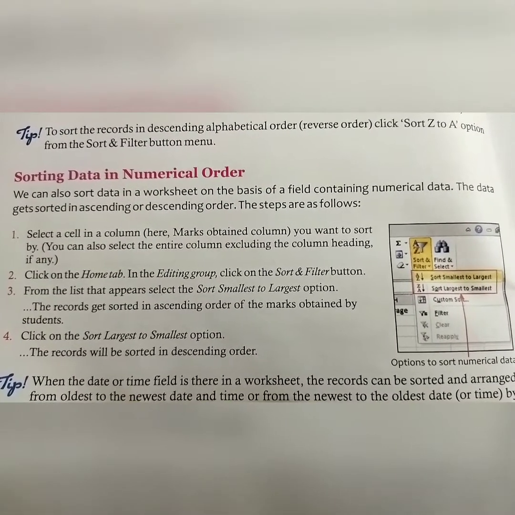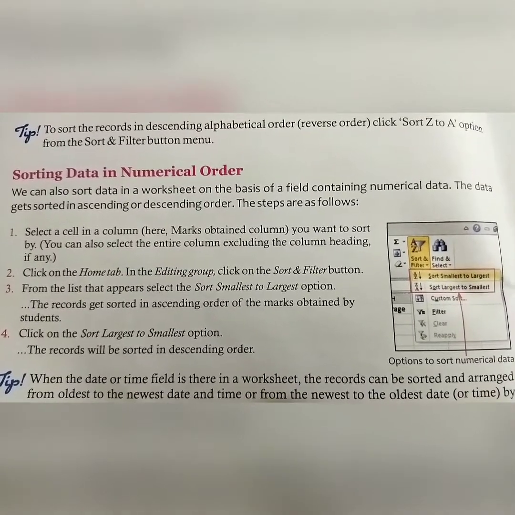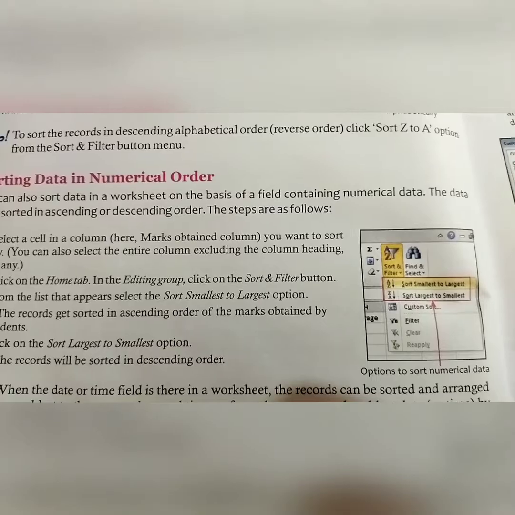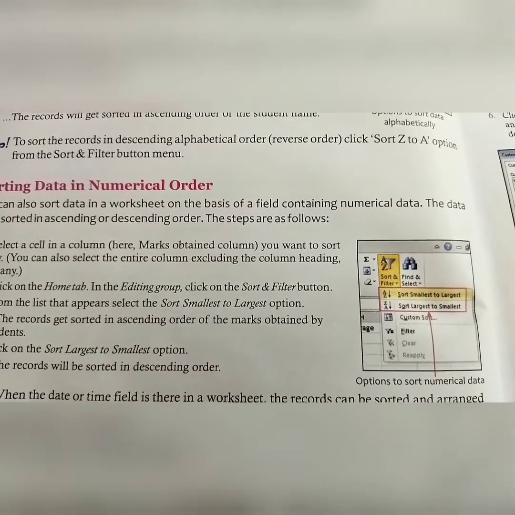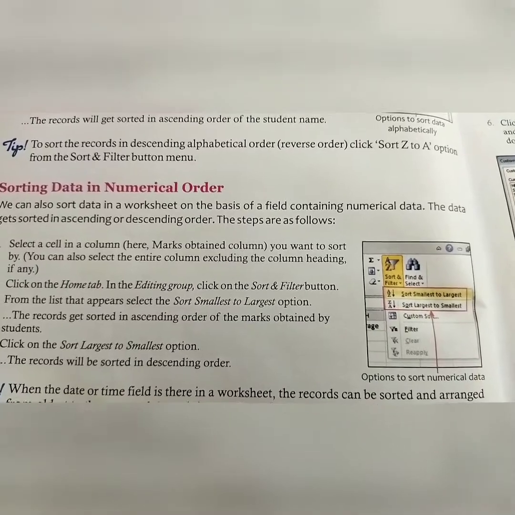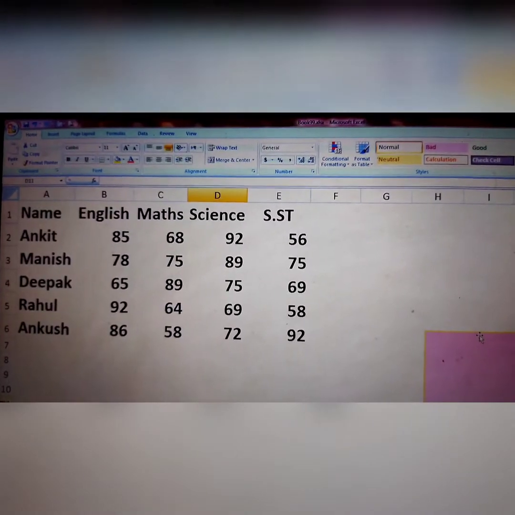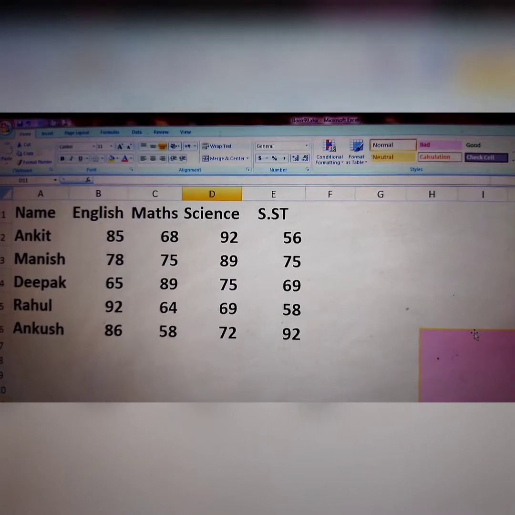Finally, the fourth step: click on the Sort Largest to Smallest option, which means descending order. So this is basically the option to sort numerical data in descending order. Sort Smallest to Largest, then Sort Largest to Smallest. Okay students, let's see the activity part in MS Excel.